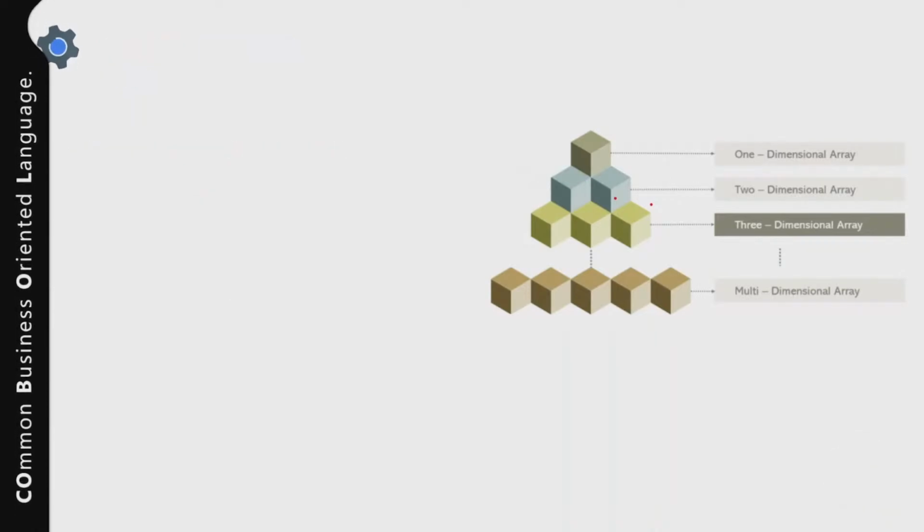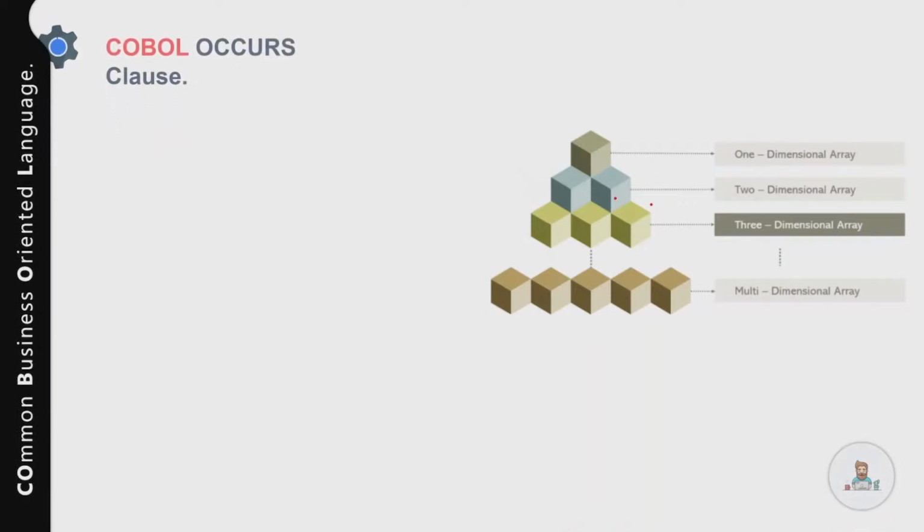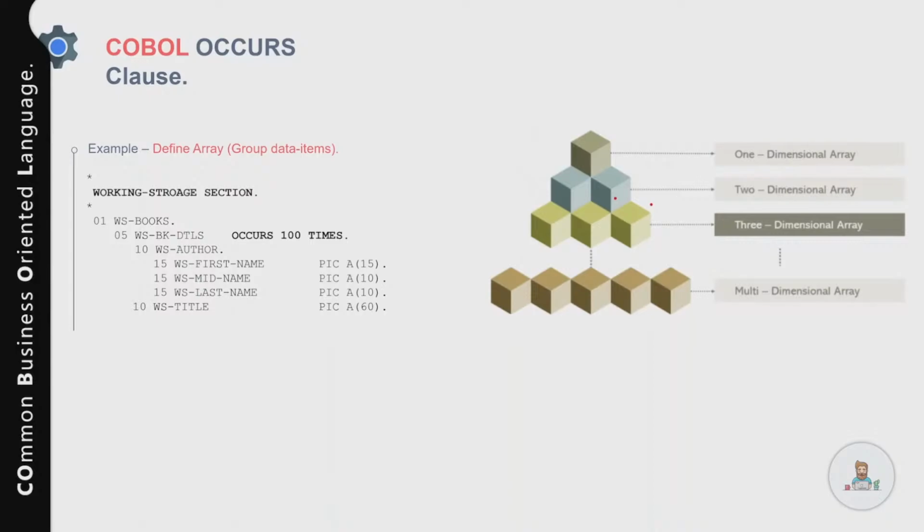Now let's talk about our last example, where we'll try to understand how you can use group data items within a table definition. In this case, we have a working storage section. There we have a table name, that is ws-book, which is defined at level 1. And at level 5, we have defined another variable, ws-book-detail, and it occurs 100 times. This particular record will store the data of an author and a title. An author is a group data item that will include first name, middle name, and the last name.